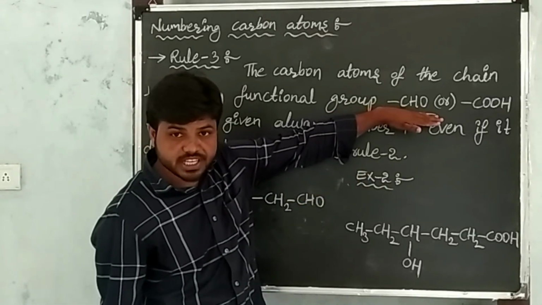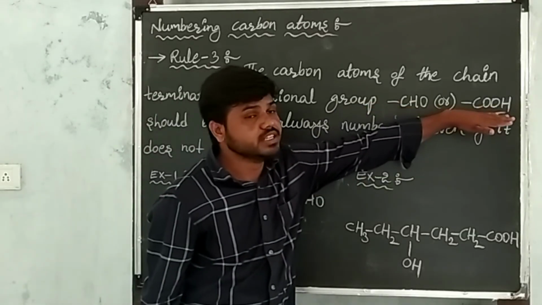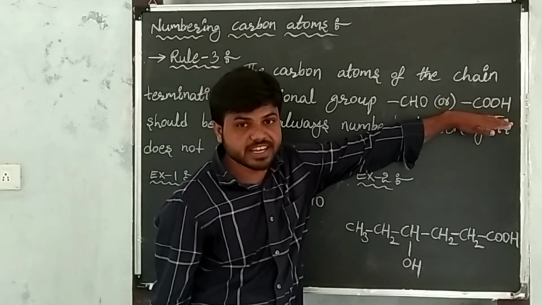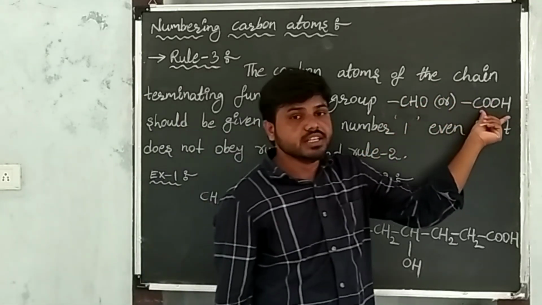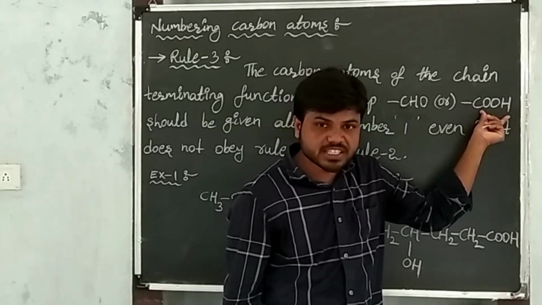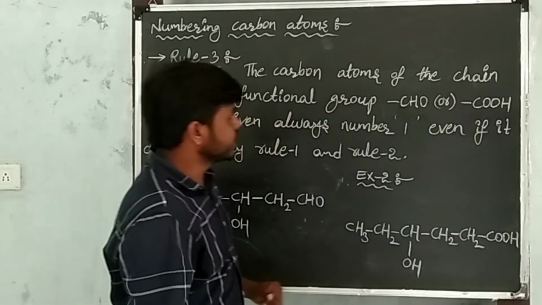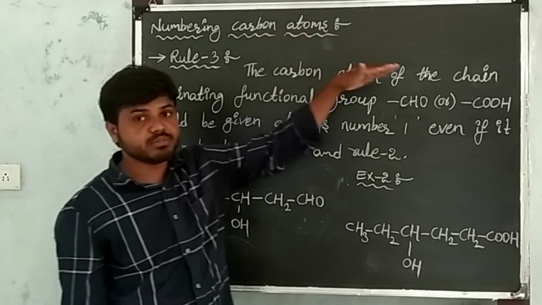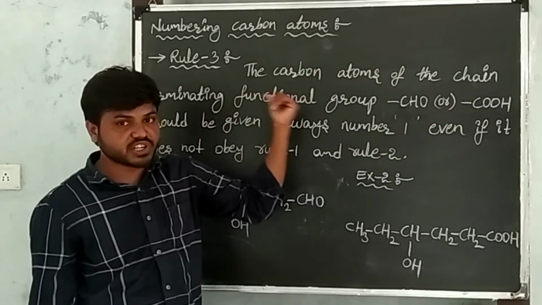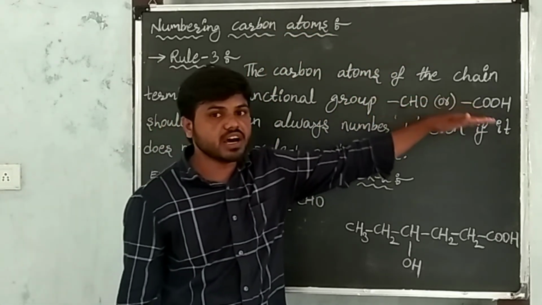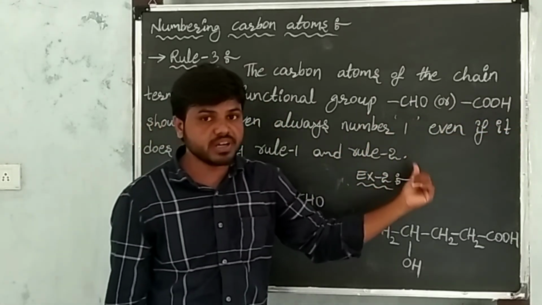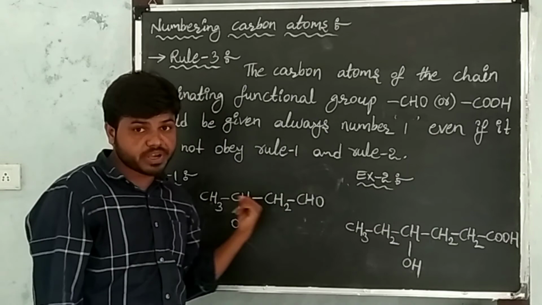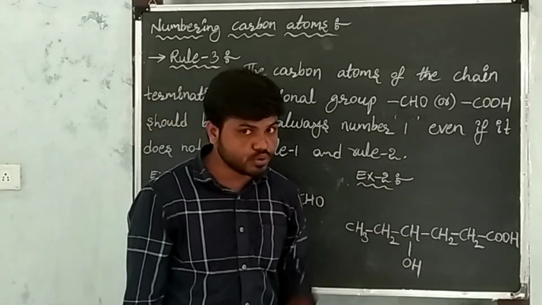Here CHO is an aldehyde and COOH is a carboxylic acid. From this we can say the carbon atom of the chain terminating functional group, aldehyde or carboxylic acid, should always get the first number even if it does not obey rule 1 and rule 2.